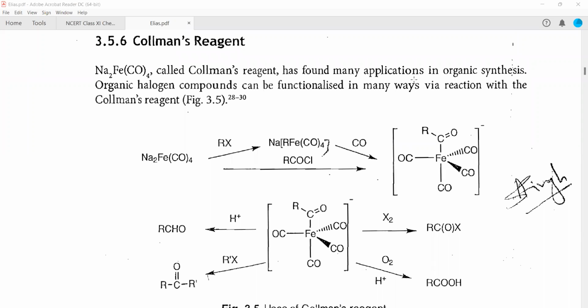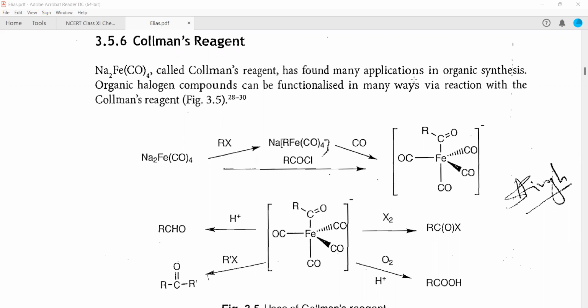Hello everyone. So we were studying the organometallics chapter, and we were particularly talking about the metal carbonyls and their uses. In the last class, we studied the various techniques by which we can synthesize metal carbonyls. We saw that since metal carbonyls act as a precursor for various complexes, the synthesis of metal carbonyls is quite important.